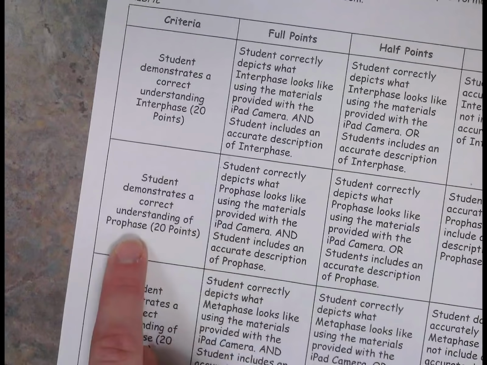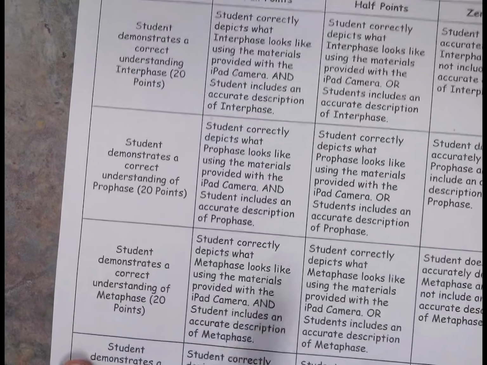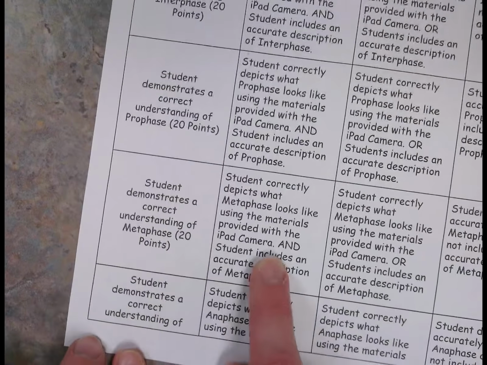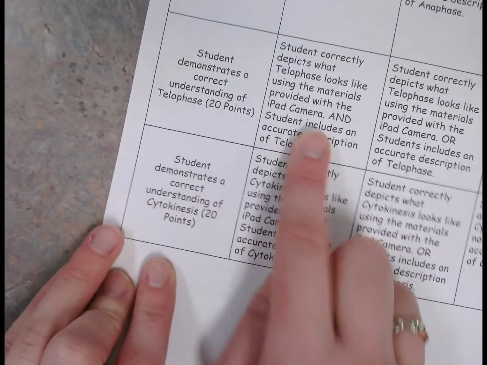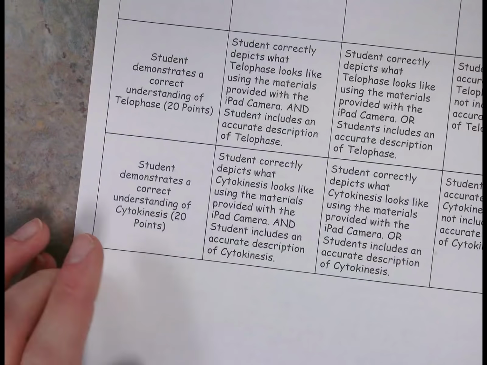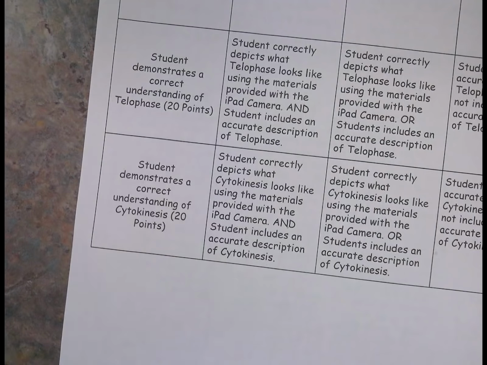So this one is going to be for prophase, so the first stage of mitosis. Here is metaphase. Here is anaphase, starts down here, just for the formatting issues, whatever. So anaphase, telophase, and then cytokinesis. So you're demonstrating the entire cell cycle. So not just mitosis, but interphase through cytokinesis.